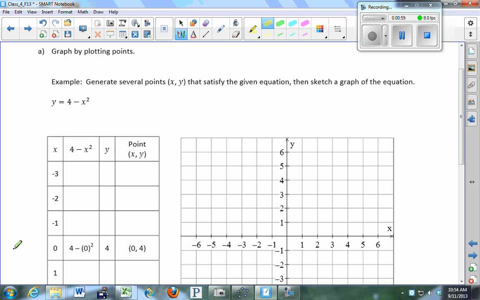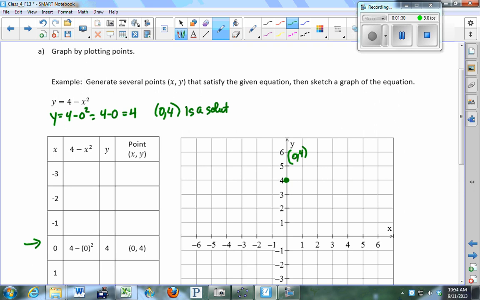Now, every time we plot a point, for example, let's take a look at this first point that's already done here for you. It says x is 0. So you put 0 in for x. You square 0, you get 0. You subtract 0 from 4 and you get 4. So the point (0, 4) is a point on this graph. There it is.